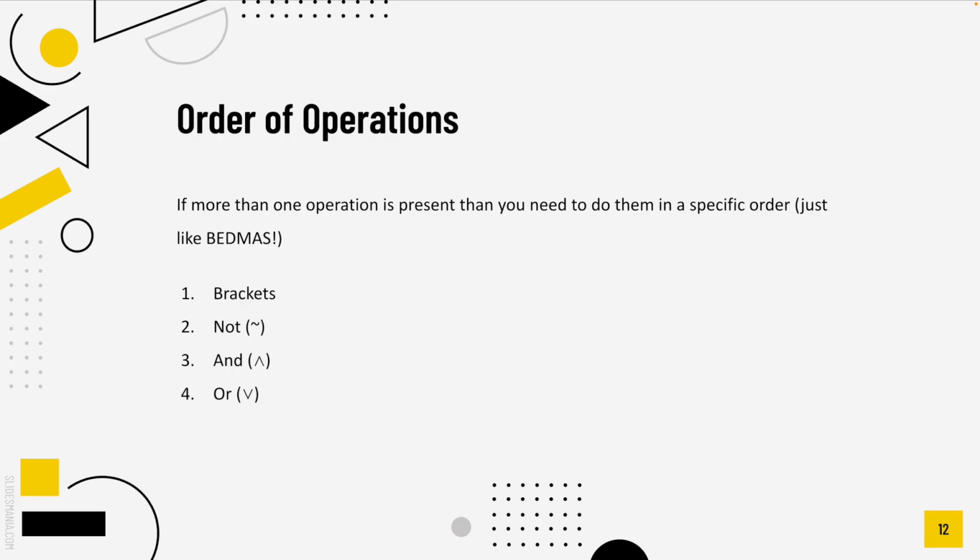If more than one operation is present, then you have to do them in a specific order, just like our order of operations, or you might know it as BEDMAS. You're going to do brackets first, then the not, then and, then or.